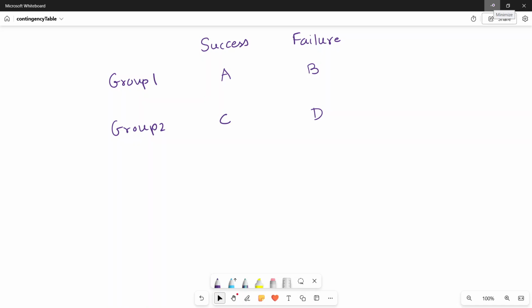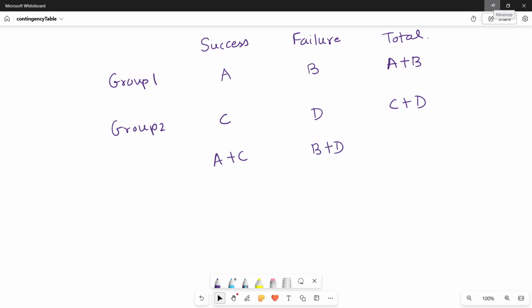Now, based on this data, I can take a row-wise total, that is, the total number of students in group 1 is A plus B, and the total number of students in group 2 is C plus D. Similarly, I can take a column-wise total and say that the number of successful students is A plus C and the number of failures is B plus D.